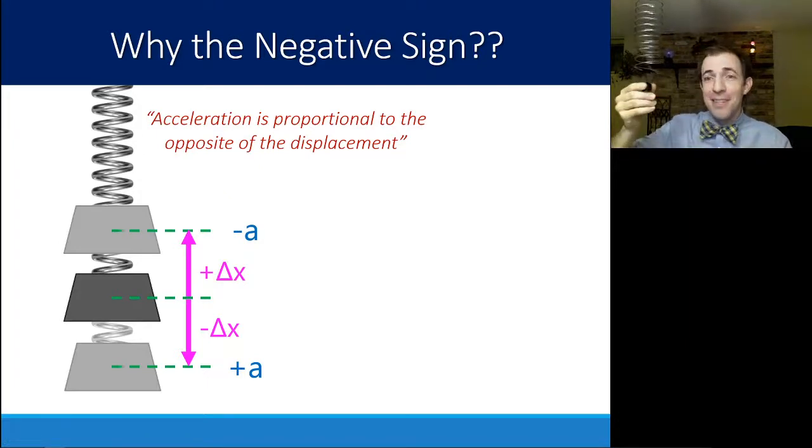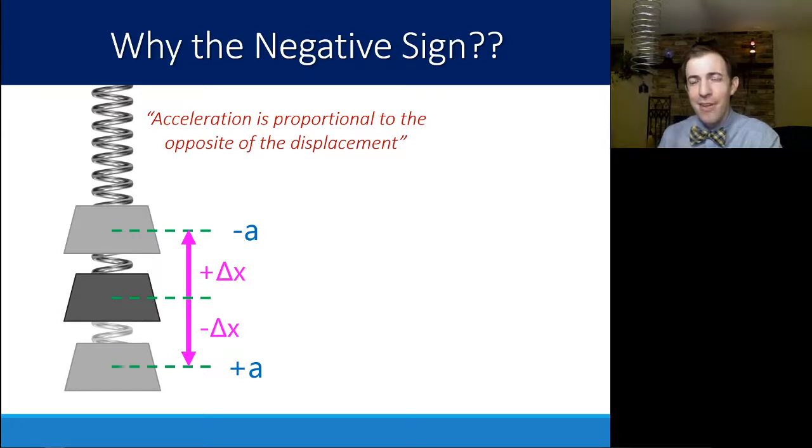So that means two things here. It means that it's proportional, that if I pull it farther, it's going to accelerate faster, because there's more force the farther I stretch it. It also means that it accelerates in the opposite direction of the displacement.